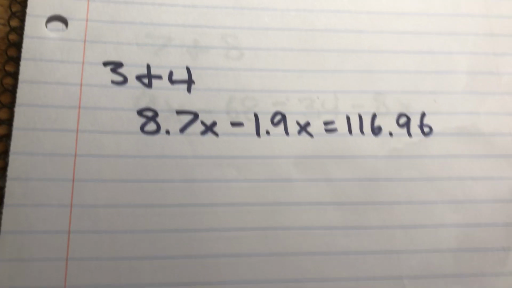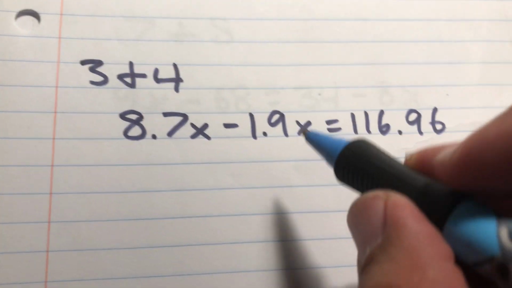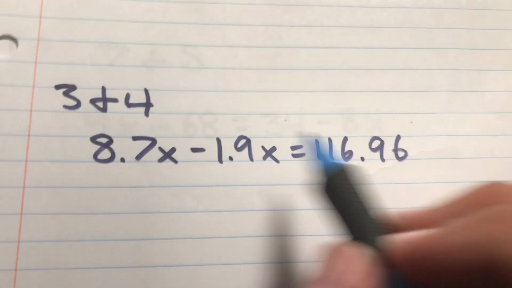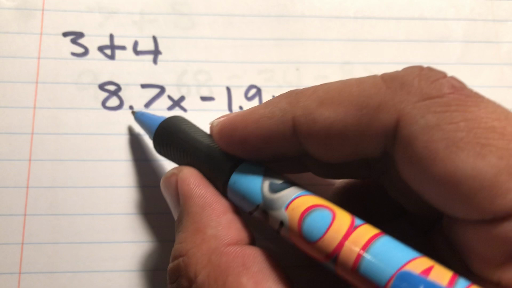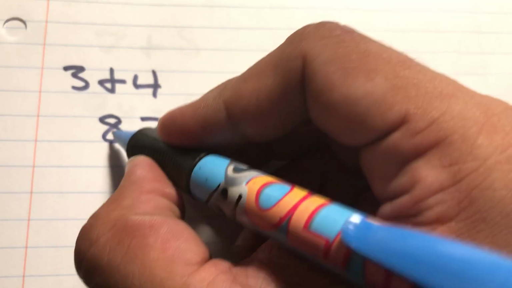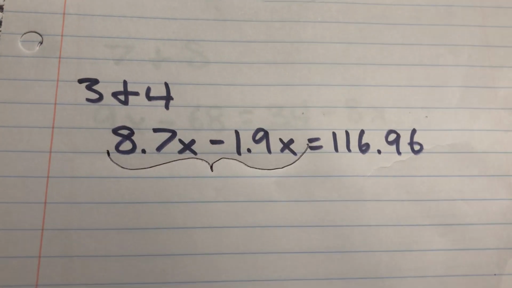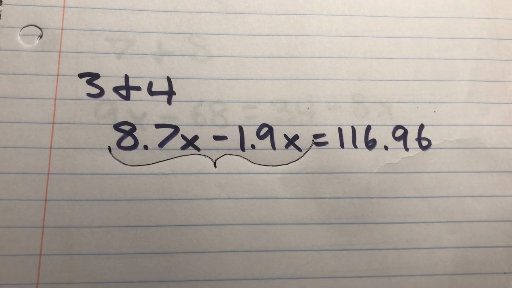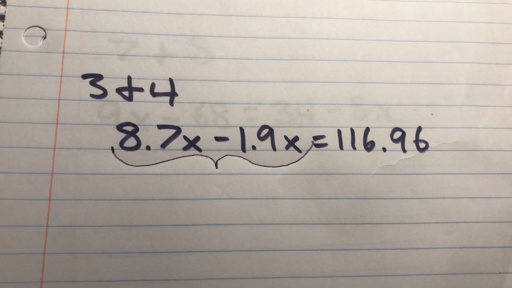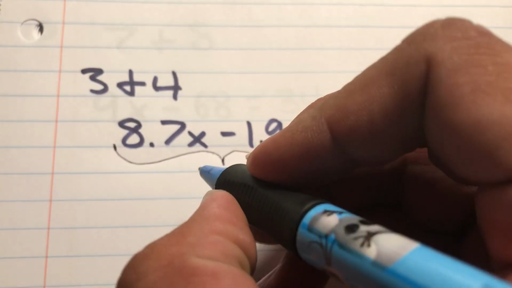Now we're going to go down here. This is much simpler than the other one because you don't have to deal with any fractions. So here it says 8.7x's minus 1.9x's. So we're actually just going to subtract those like it says. So 8.7 minus 1.9 gives us 6.8x.